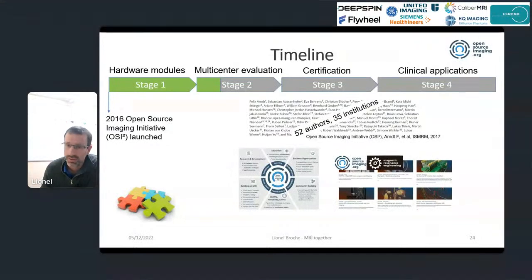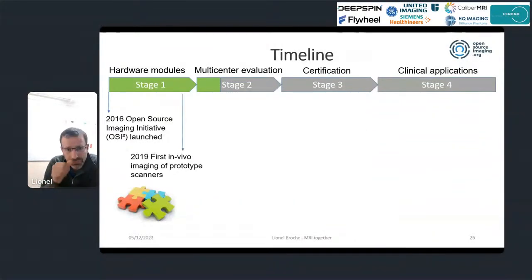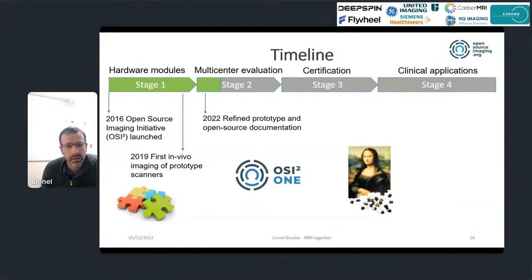The OSI2 platform had really started in 2016, so quite some time ago. It was a joint effort from the beginning. You can see here 52 authors, 35 institutions, so quite a lot of people actually started this initiative led by Lucas Winter and others. And the idea was really to make this portal for the community. In 2019, there was the first in vivo imaging of prototype scanners. So again, Tom will say more about that next. Later on, 2022, that's when OSI2.1 really started.